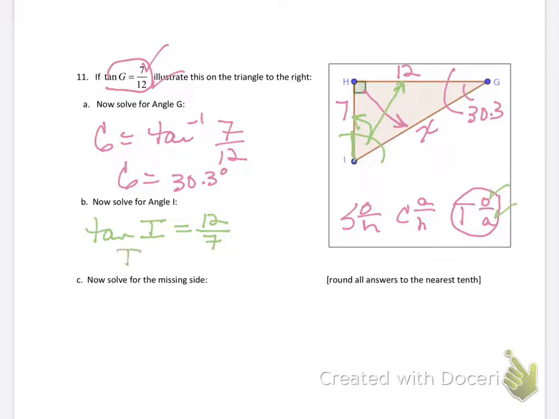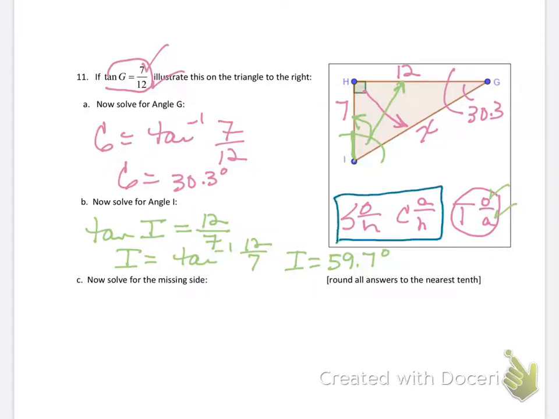Okay, to get my angle, I'm going to use inverse trig. I started with tan, I stick with tan. I plug that in my calculator, and I'm going to get I equals 59.7 degrees. Okay, next thing we're going to do is find this missing side. So, I can use either angle, and I can use any of the trig functions that will work. The missing side is a hypotenuse, so that means I'm going to use either sine or cosine.